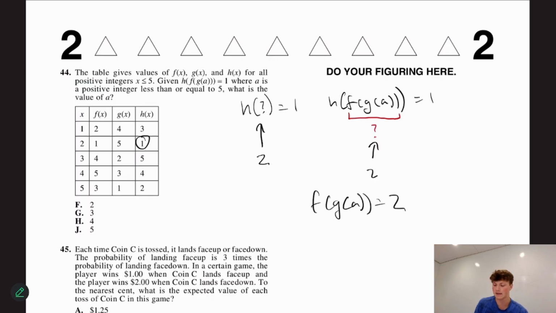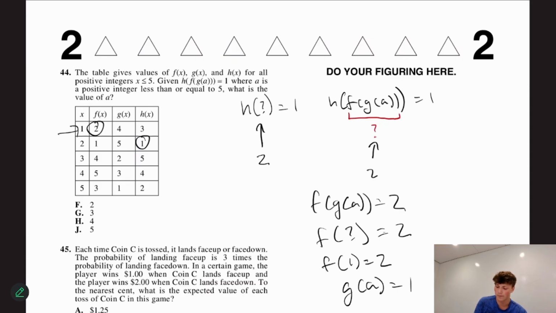Okay, down here we do the same exact strategy. f of some value is equal to 2. What value of f produces a 2? Well, when x equals 1, or when our question mark equals 1. So f of 1 equals 2, which means g of a equals 1.